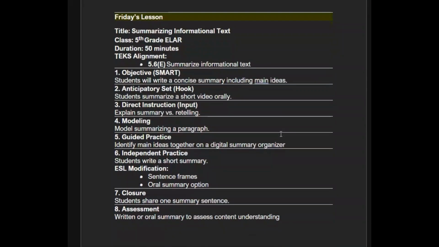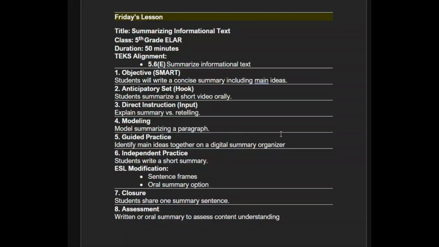That leads us over to Friday. Yay! The title is Summarizing Informational Text. The students are going to be writing a concise summary, including the main ideas of what they read. The anticipatory hook is going to be that the students summarize a short video orally. Show them the video and say, hey, give me an oral summation of what this video is about, kind of getting into the idea of summation.